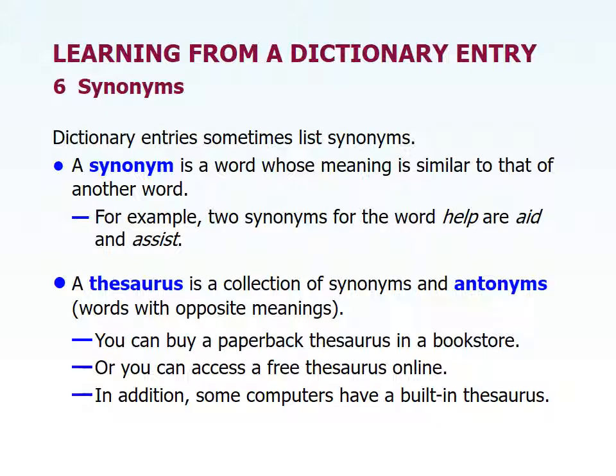Okay, so go ahead and take a look through this chapter. Again, we're not going to be tested on this, but if you're interested in learning how to use a dictionary better, you can use this information.